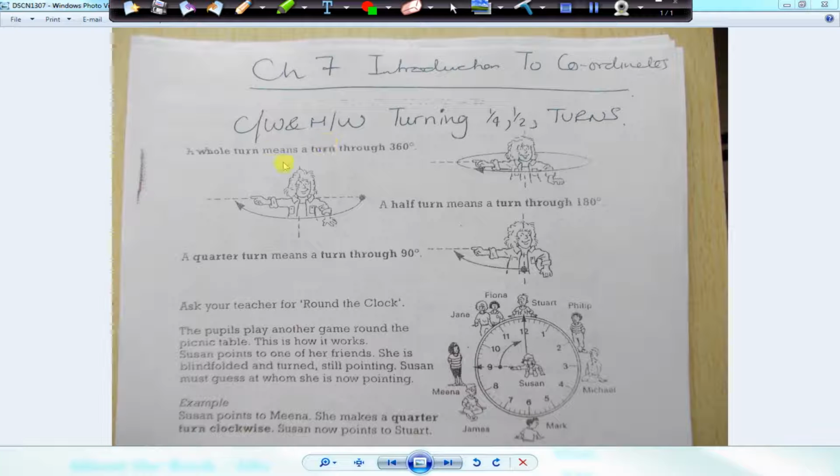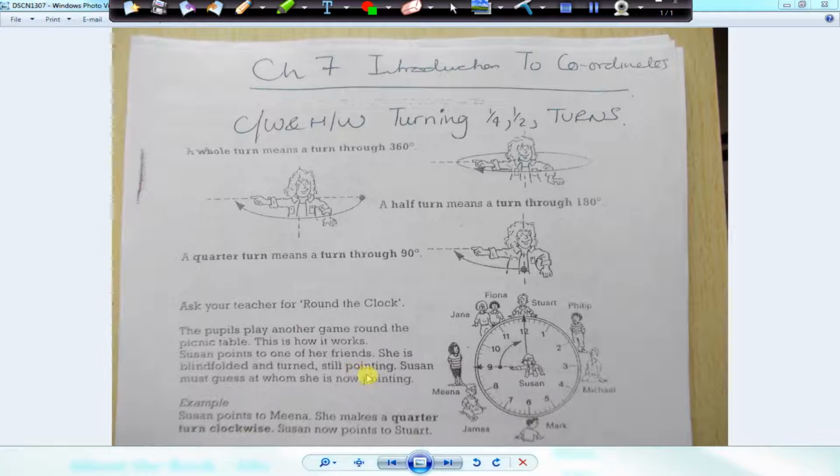A whole turn means a turn through 360 degrees. A half turn means a turn through 180 degrees. A quarter turn means a turn through 90 degrees. Ask your teacher for round the clock.